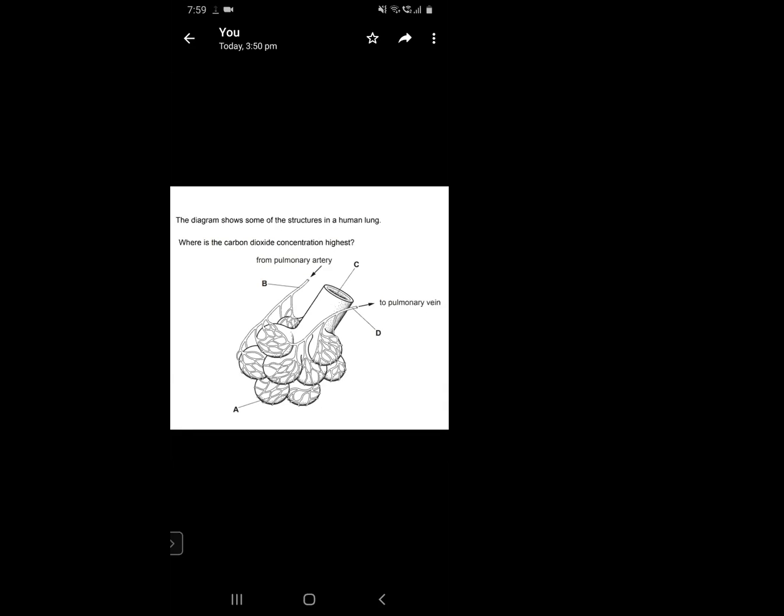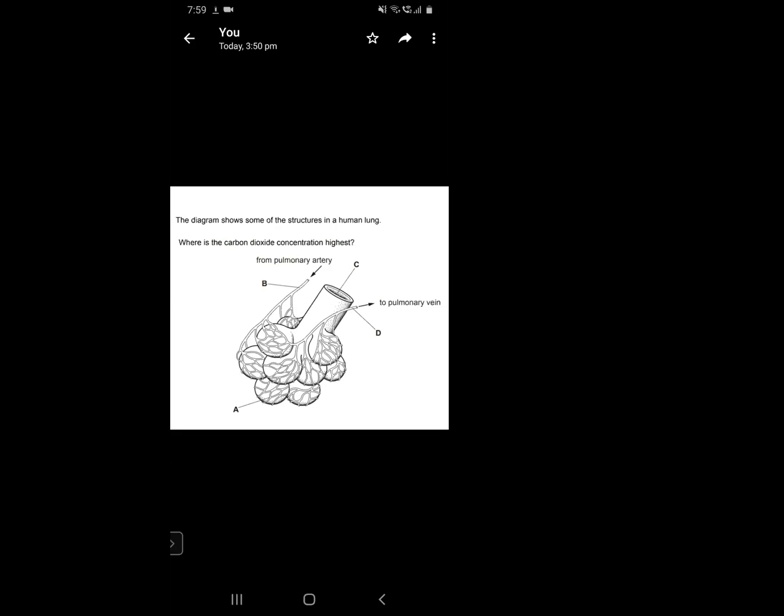Okay, where is the carbon dioxide concentration highest? It's B because it's coming from the right ventricle, which is receiving all the deoxygenated blood from the body. Very good. That's why it's deoxygenated, so carbon dioxide concentration would be highest there.